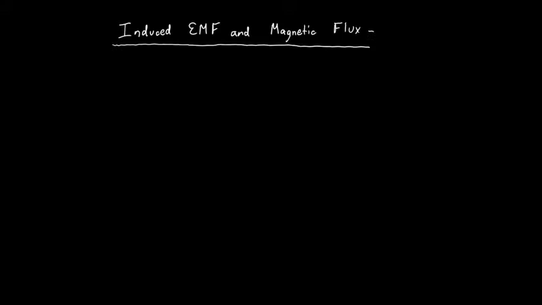So one of the most useful aspects of magnetism is the concept of induced EMF and something called magnetic flux. To understand this, first we need to know basically what is induction. Induction is basically just to cause a change. You induce something to happen. So in physics, induction is causing some kind of change to occur. And change in physics is also called a flux.